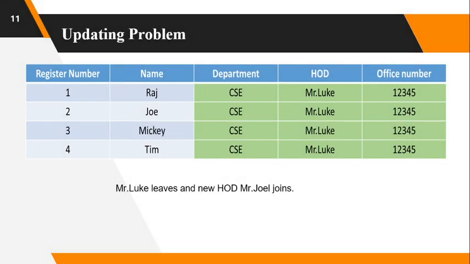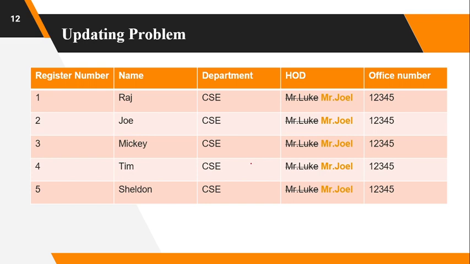Next one is the updating problem. In the updating problem, for example, take the HOD, Mr. Luke leaves and a new HOD called Mr. Joel joins. When the new HOD joins, all the old records have to be updated. So again, this is an anomaly in the updating problem. All the records have to be updated with the new HOD. So this is also a kind of issue.